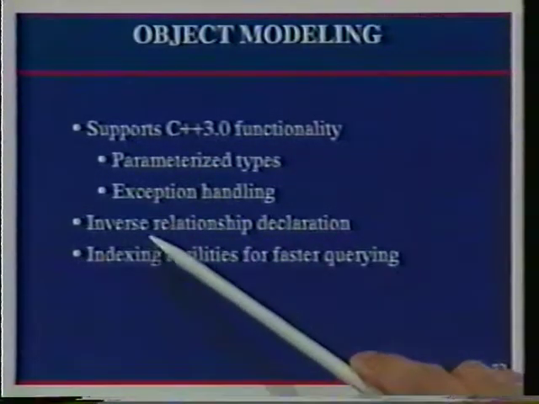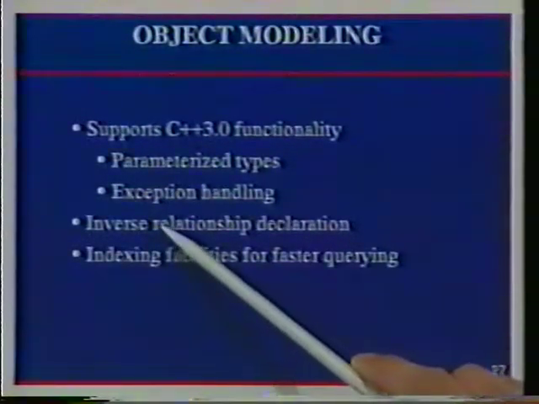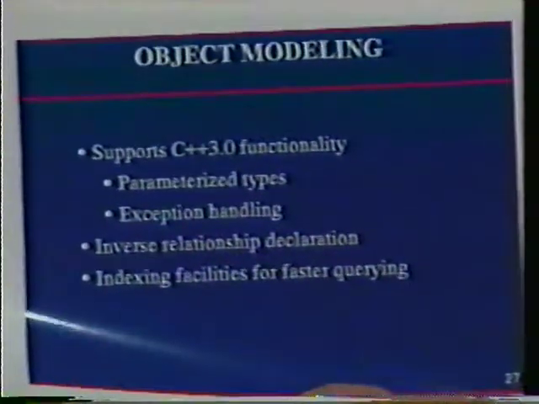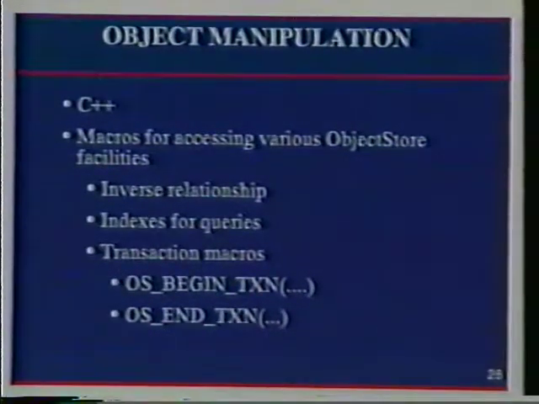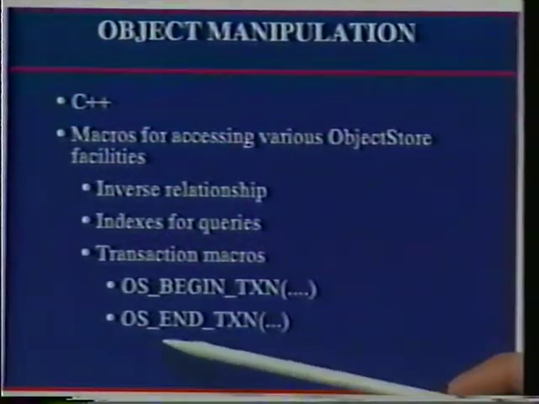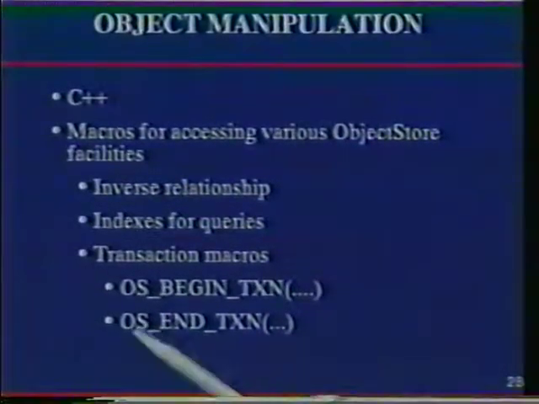Object Store has a number of other features, such as when you define a relationship between two objects, the inverse relationship is automatically generated. It has a number of indexing facilities. You can index directly on the attributes if you want to. The transaction macros are basically OS begin transaction and OS end transaction. So when you begin your code, you have to start with OS begin transaction and end it with OS end transaction. I'll be skipping through a number of slides in the next 10 minutes or so, but if you need further detail about these databases, you can either call the vendor, or you can look forward to seeing the report we will be bringing out about these systems.